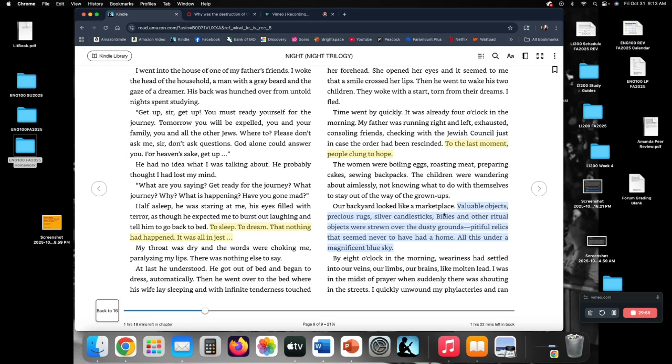But look at this contrast of all of this beautiful stuff under a magnificent blue sky. Pitiful relics that seem never to have had a home. This abandonment, and it's under this magnificent blue sky that's supposed to be beautiful and lovely and representative of hope and everything good. And that contrast right there, especially if you think about it in terms of the night symbol, night fell, and Wiesel keeps talking about a blue sky, and here in a moment he talks about the sun, and there's a contrast there too. And Wiesel does this a lot.